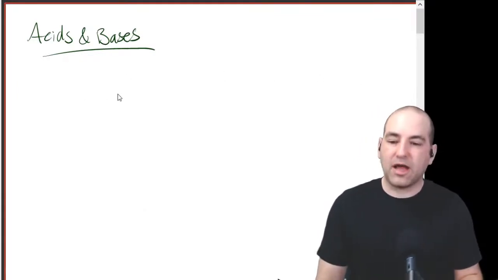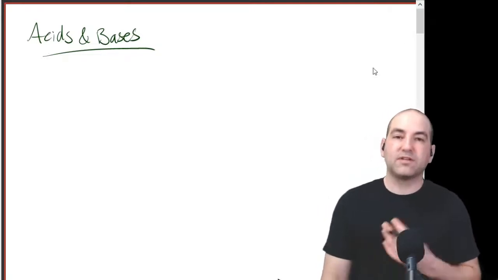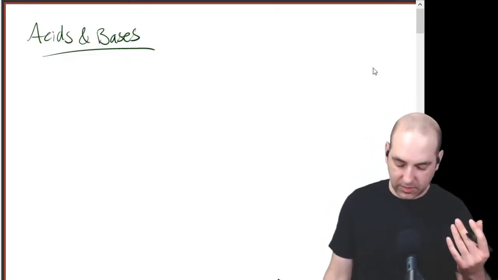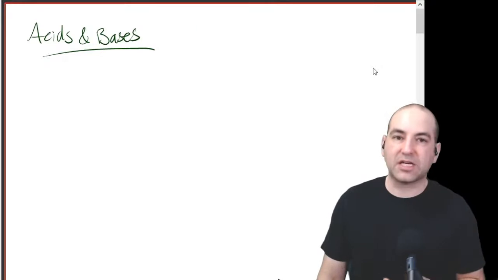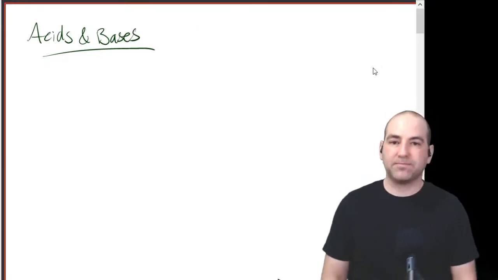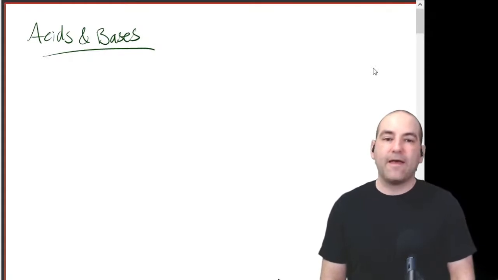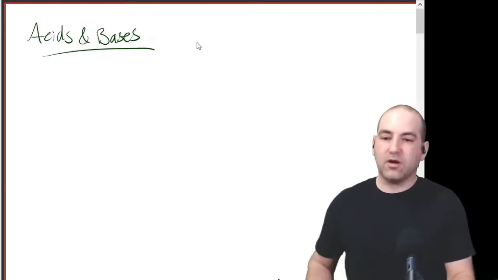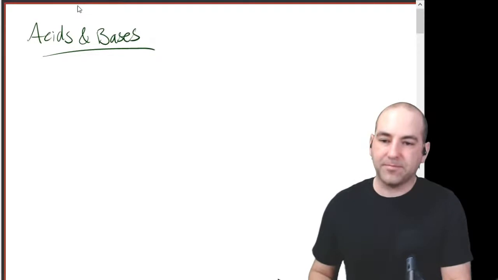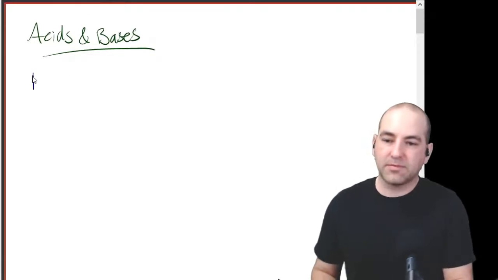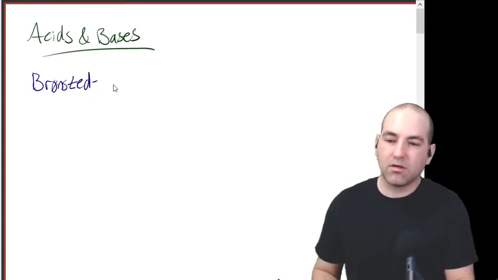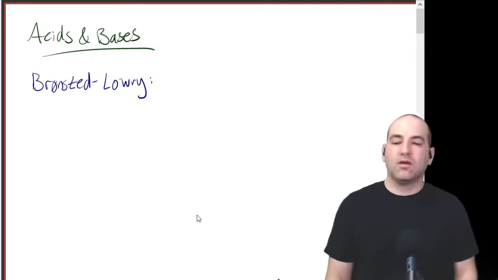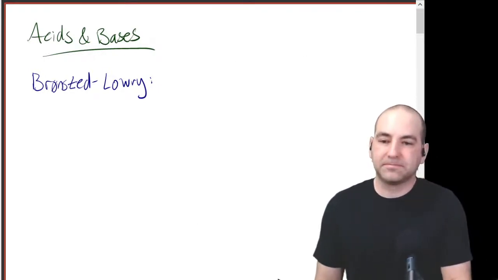All right, so first thing about acids and bases is we have to define them. Like, what are they? What's an acid and what's a base? And that ends up not actually being such an easy question. There are different ways of defining acids and bases, and the way that we're going to define them is something called the Bronsted-Lowry definition. And it looks like this.